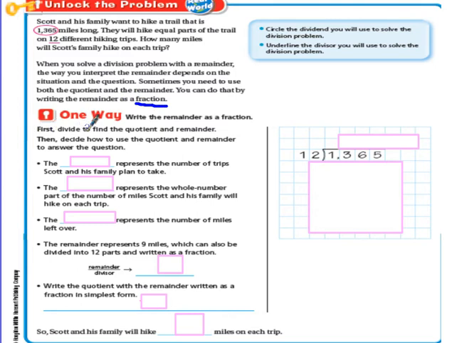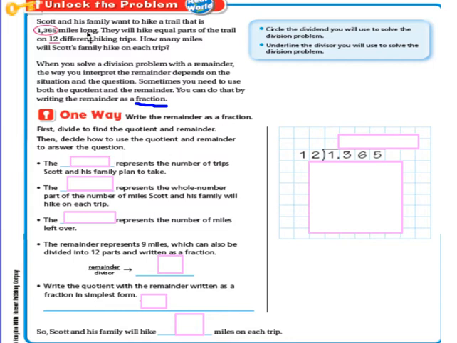First, divide to find the quotient and the remainder. Then decide how to use the quotient and the remainder to answer the question. Okay, so let's go back over our definitions. What represents the number of trips Scott's family will need? So how many trips are we going to take?